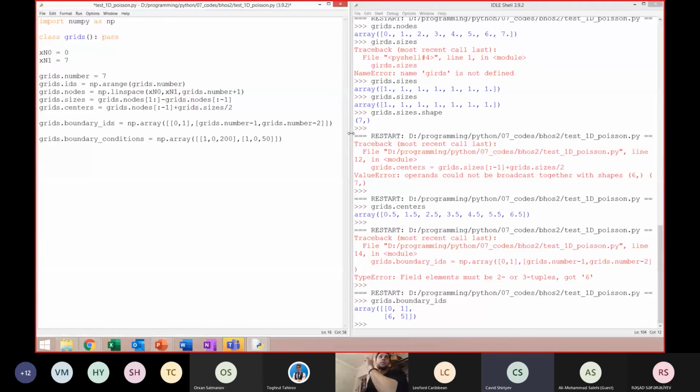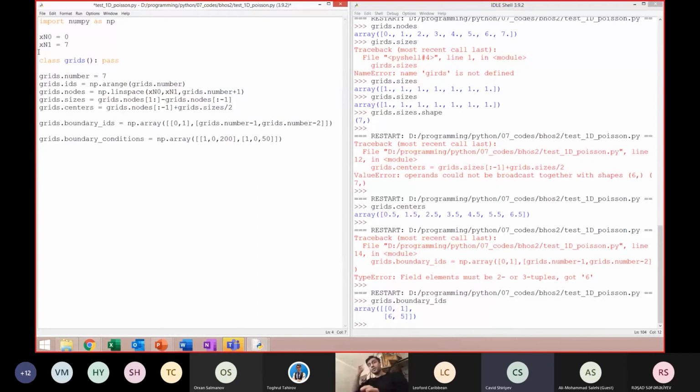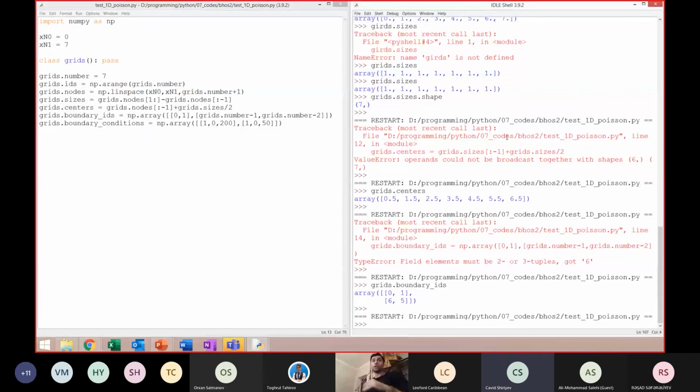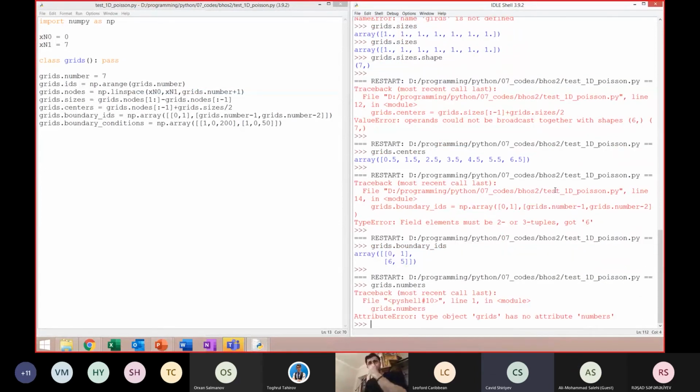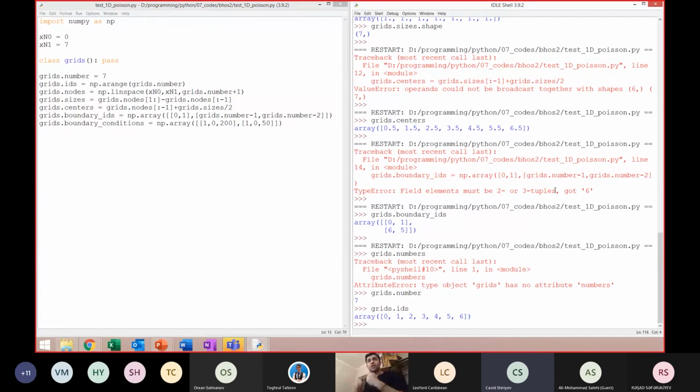Now let me interchange the locations of these two. Okay, I specified the lower boundary and the upper boundary, and I calculated all the necessary information regarding the mesh. Okay, this is all the information I need about the mesh. And if I run this, I shouldn't get any error. Okay, grids number is 7. Grids IDs are 0, 1, 2, 3, 4, 5, 6. Okay, these are the indices of the grids.